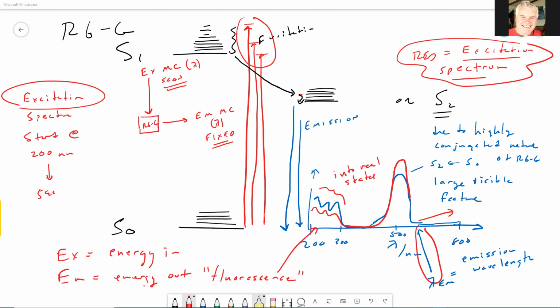Leo, what's your answer here? I know you know. I think it should be longer because the energy coming out is going to be less than the energy coming in. So the wavelength should be longer. Exactly right. Kenya, do you agree?